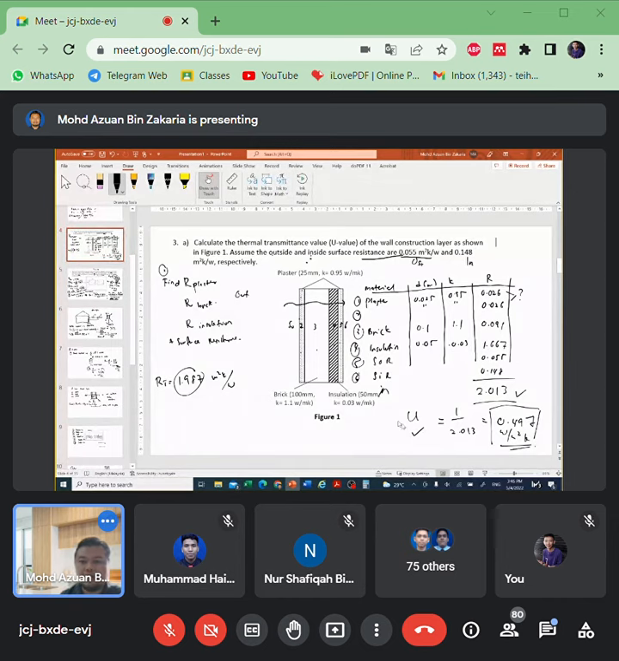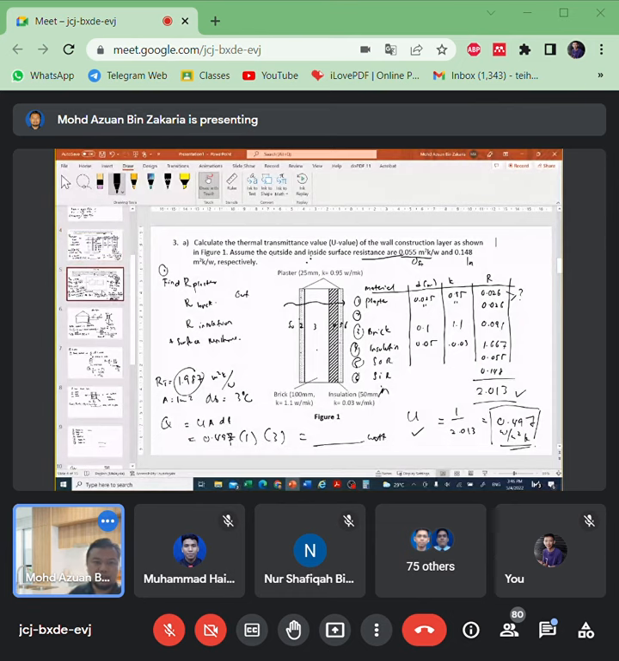For example, calculate Q if the area is 1 meter square and the temperature difference, for example, is 3 degrees Celsius, outside minus inside. So Q is U A dT, where U is 0.497, area is 1 and temperature difference is 3. You can get how many watt.